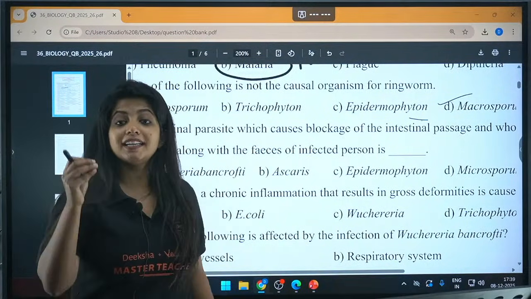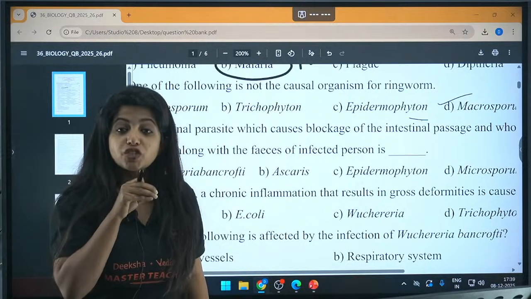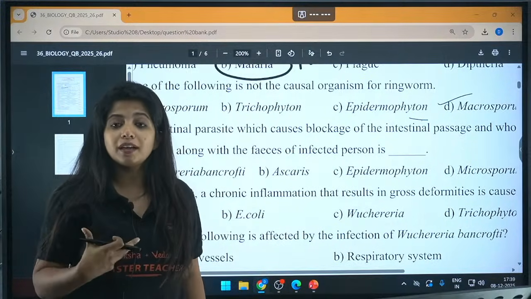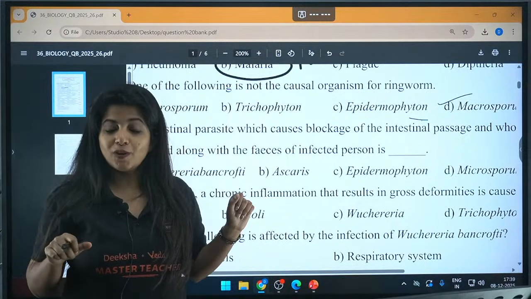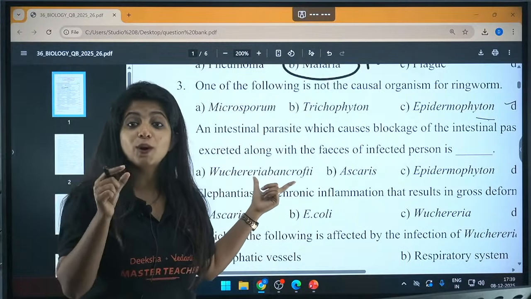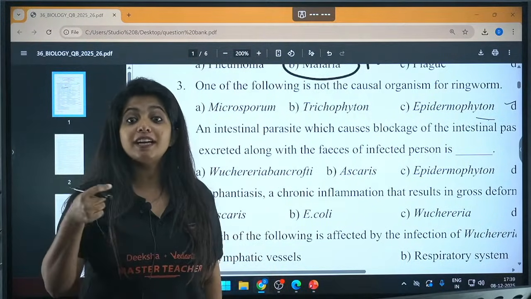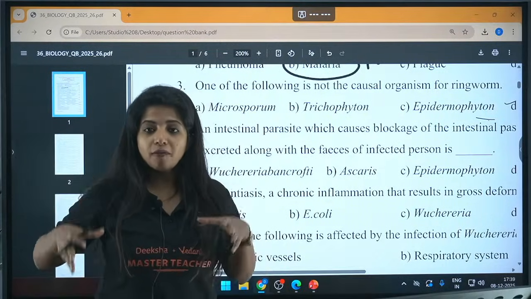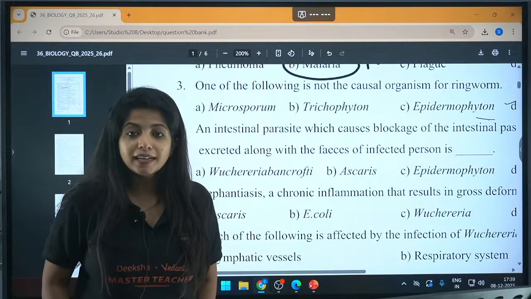This is the one that gets into the intestine, causes blockage there. We will also feel anemic because our blood is being lost. Okay, it is Ascaris, not Wuchereria bancrofti. Wuchereria bancrofti causes filariasis or elephantiasis. You might have seen a picture of a man having a big leg. Why do you think it's there?